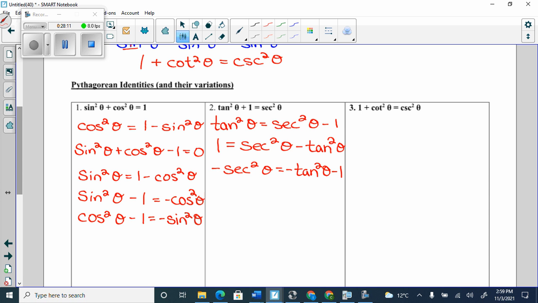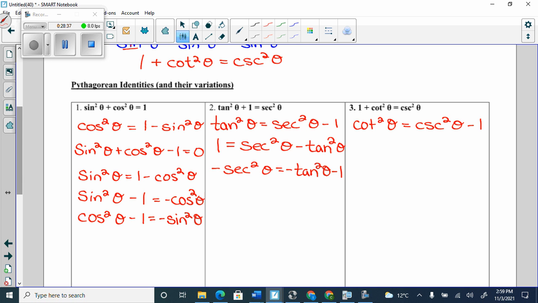But like I said, the majority of the time the variation is going to be, I need to replace a tan squared, so I'm going to replace it with secant squared theta minus 1 or something like that. Or I need to replace the secant squared theta minus 1, and I can replace it with a tan squared. Okay? And then 1 plus cotan equals cosecant. What could I do? I could move the 1 over. I could go cotan squared theta equals cosecant squared theta minus 1.